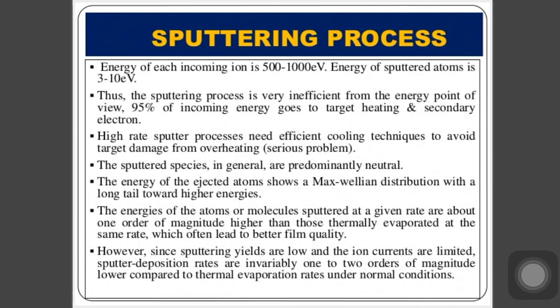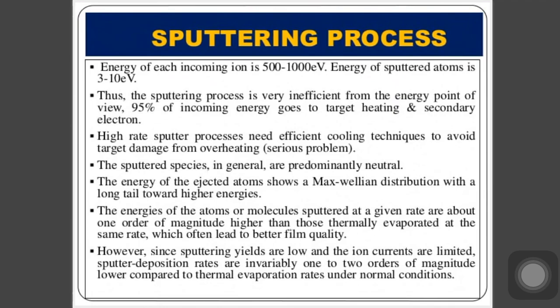The sputtered species in general are predominantly neutrals. The energy of the ejected, जो बाहर आ रहा है वो, atoms shows a Maxwellian distribution with a long tail towards the higher energies. The energies of the atoms or molecules sputtered at a given rate are about one order of magnitude higher than those thermally evaporated at the same rate, which often leads to a better film quality.